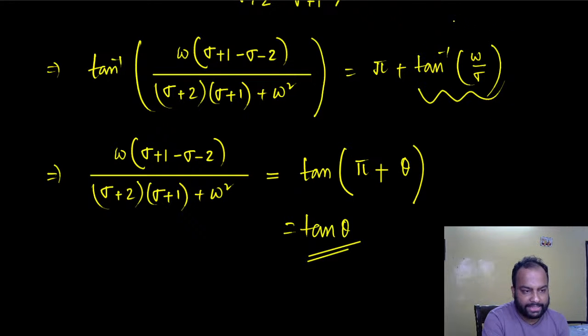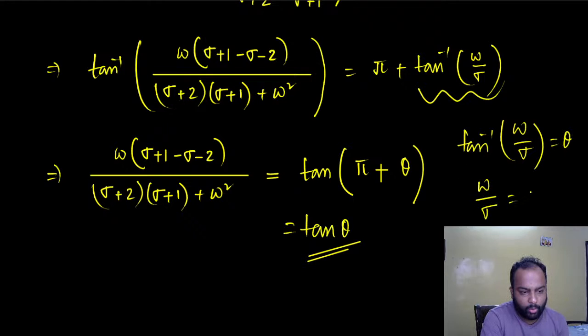Because I said that this is theta, right? I said tan inverse omega by sigma is equal to theta. Then what is tan theta? Tan theta is just omega by sigma. So essentially this is tan theta, which is omega by sigma. So if I bring this to the right hand side, this just becomes omega by sigma.